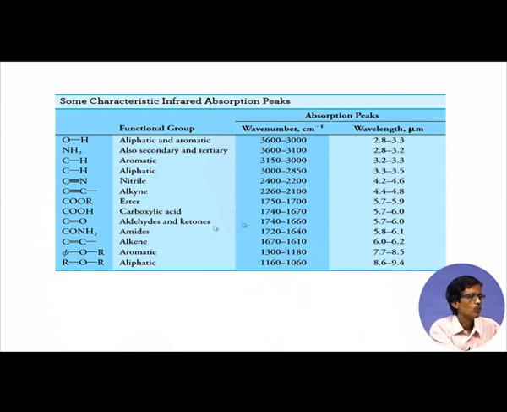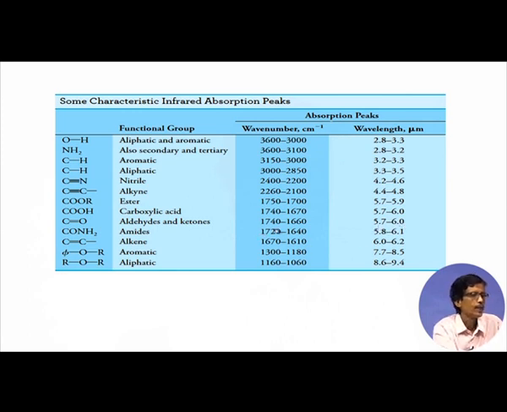So, we are talking about the aldehyde and the ketone function, that means C=O, that means we can have some characteristic infrared absorption peaks from all these. So, the aldehyde or the ketone will appear within 1740 to 1660, and if we consider this in terms of the wavelength in micrometers, it is in the range of 5.7 to 6.0.